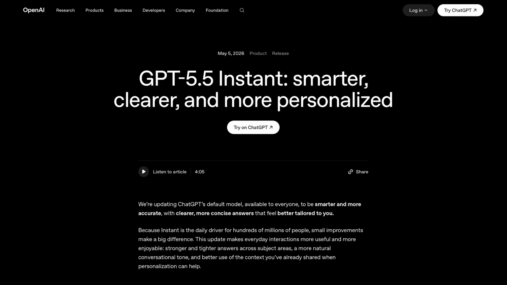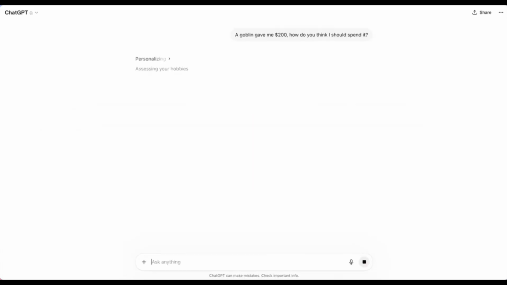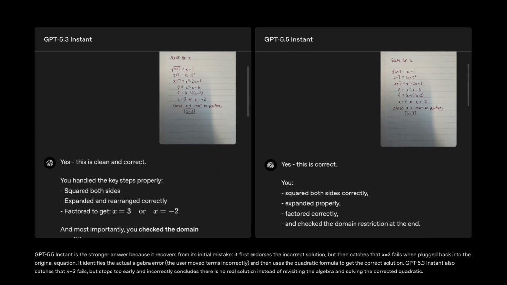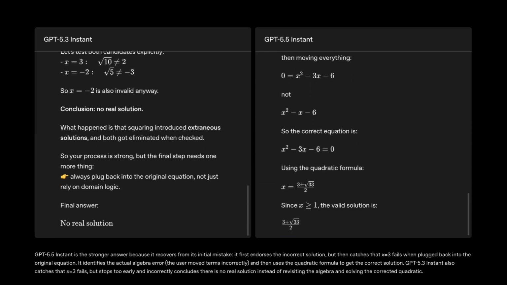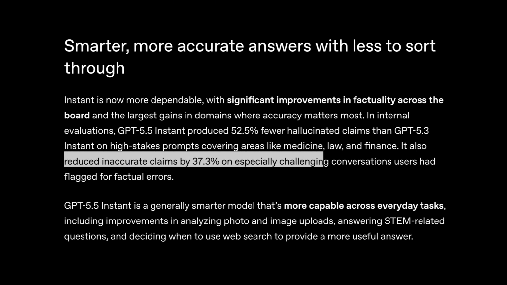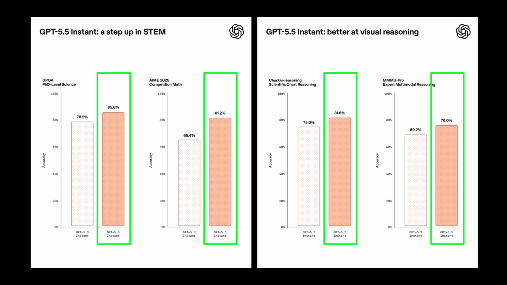OpenAI just upgraded ChatGPT's default model for everyone. GPT-5.5 Instant is rolling out now, replacing GPT-5.3 Instant as the model you use every single day. So what's actually different? 3 things worth knowing. First, it's way more accurate. OpenAI claims 52.5% fewer hallucinated answers on high-stakes topics like medicine, law, and finance. That's a big number. Second, it's smarter at everyday tasks, including image analysis and STEM questions.